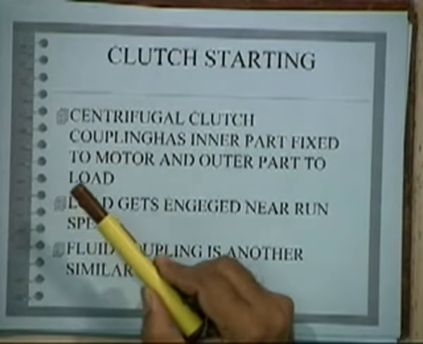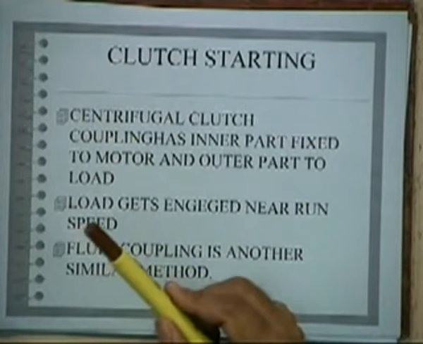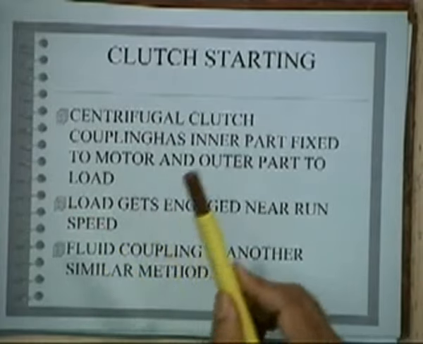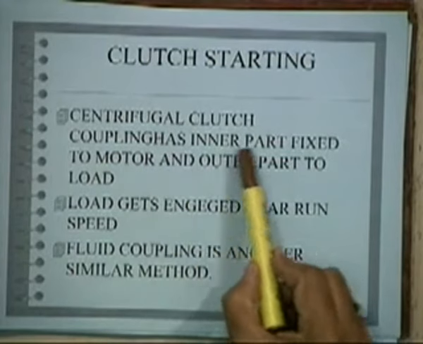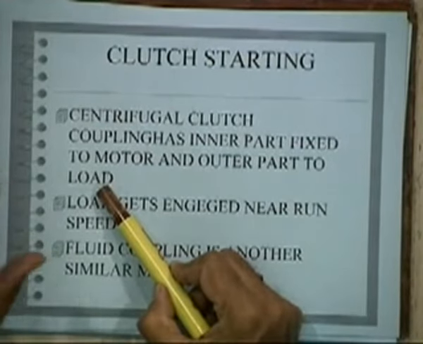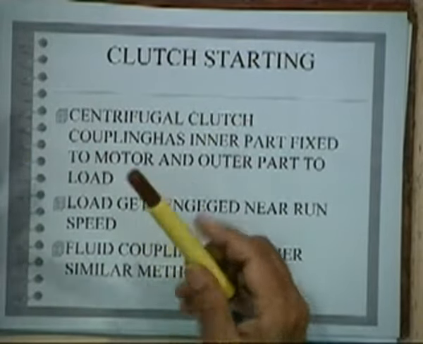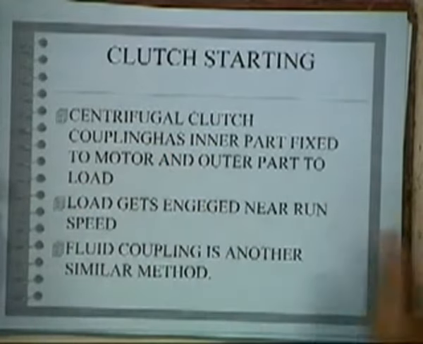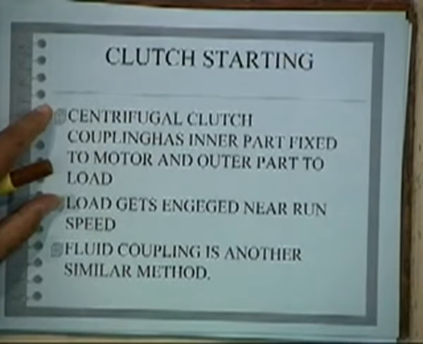A centrifugal clutch starts engaging after a certain speed, because it works under centrifugal action. You know centrifugal action is speed dependent; at higher speed there will be centrifugal action. So in a centrifugal clutch, the coupling has the inner part fixed to the motor and the outer part to the load. That means only above a certain speed does the load come into the picture. So at starting there is no load, and under running there is a load. That is called clutch starting.